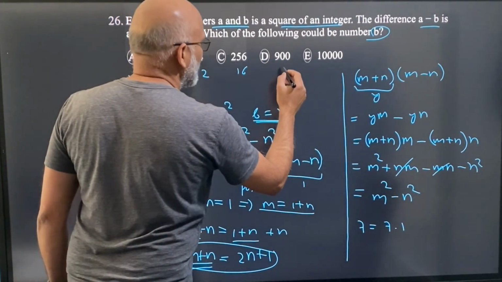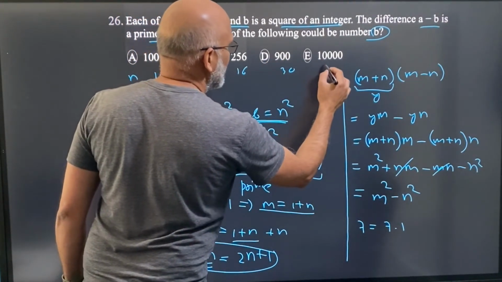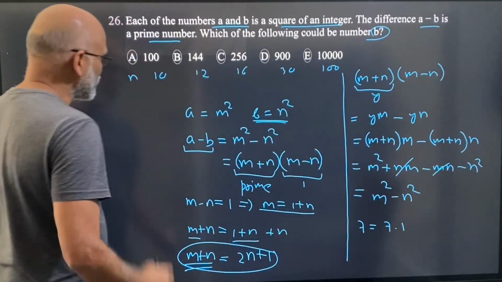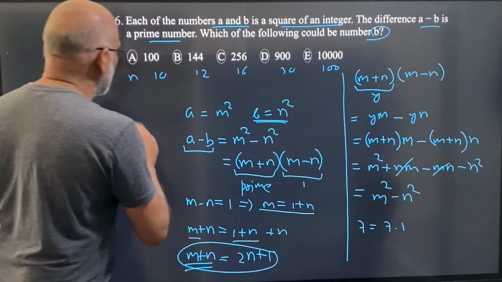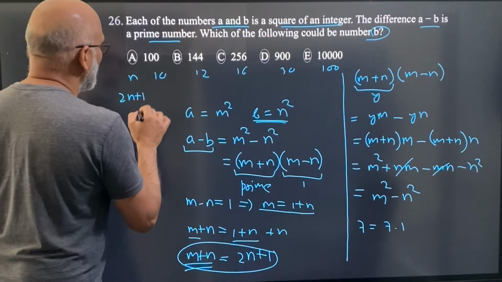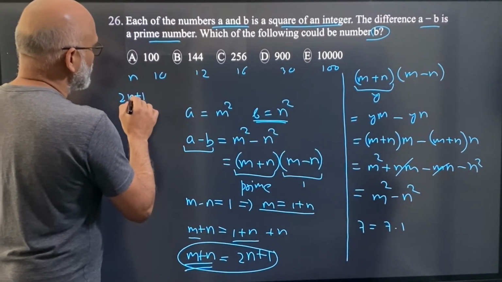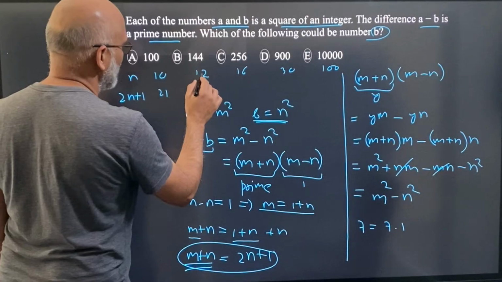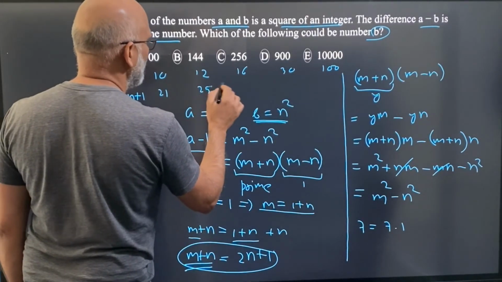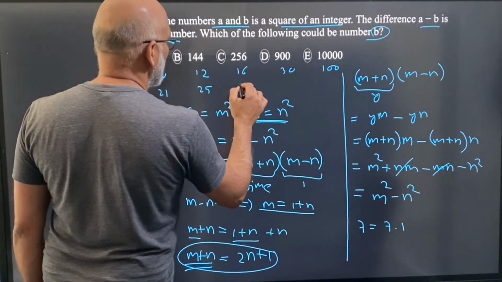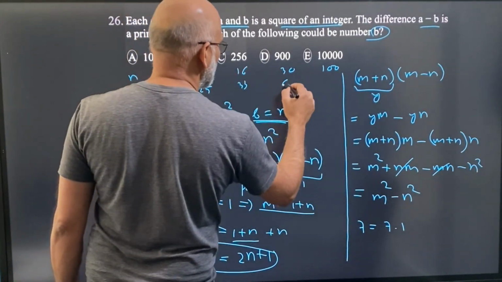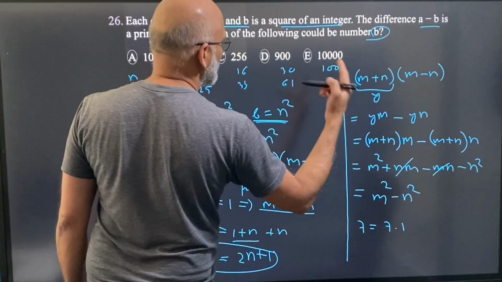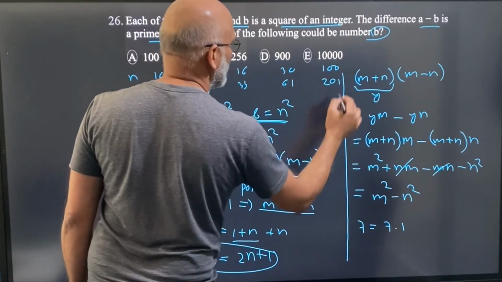The square root of 900 is 30, and here it is 100, right? So those are the values of n. What is 2n plus 1? 10 times 2 is 20 plus 1 is 21. 12 times 2 is 24 plus 1 is 25. 16 times 2 is 32 plus 1 is 33. 30 times 2 is 60 plus 1 is 61. 100 times 2 is 200 plus 1 is 201, right?